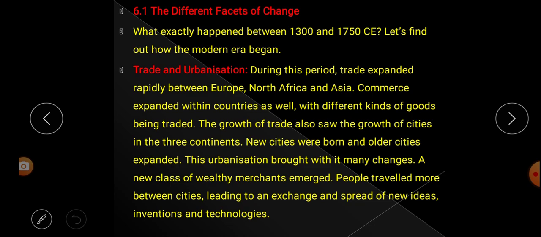During the period 1300 to 1750, trade expanded rapidly in Europe, North Africa, and Asia. Commerce and trade also expanded within the countries, with different kinds of things purchased and sold. Because of the trade, there was a growth of cities in three continents: Europe, North Africa, and Asia. New cities were established, and old cities became large and big. Because of the urbanization, there were many changes. Many rich businessmen emerged within society, and those people traveled from one country to another, one city to another, for exchanging knowledge, ideas, inventions and technology.